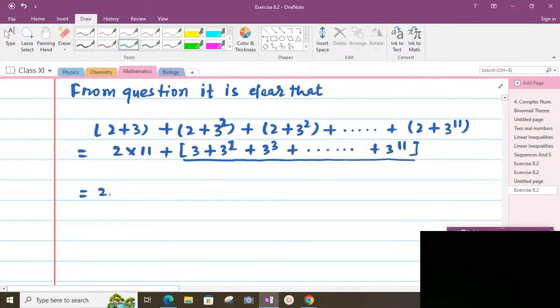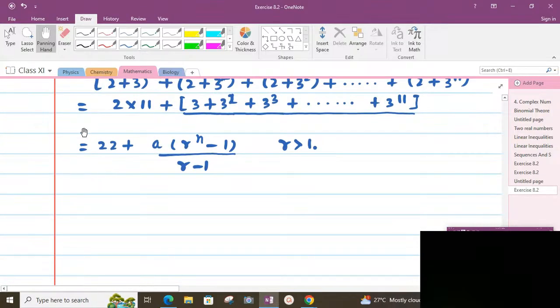So here it will be 22 plus the value of A. Recall the formula: A times r to the power n minus 1, by r minus 1, when r is greater than 1. Here the value of r will be 3 squared by 3, equal to 3, which is greater than 1. Now putting the value of A, r and n, the value of n will be 11.